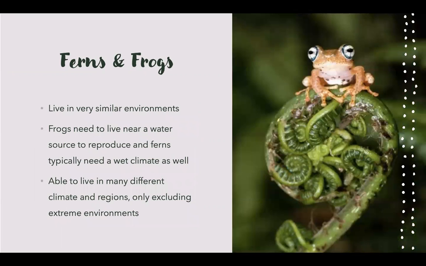These organisms are very similar. Frogs need to live near a water source to reproduce, and ferns typically need a wet climate as well. They're also both able to live in many different climates and regions, only excluding extreme environments such as deserts and the Arctic.